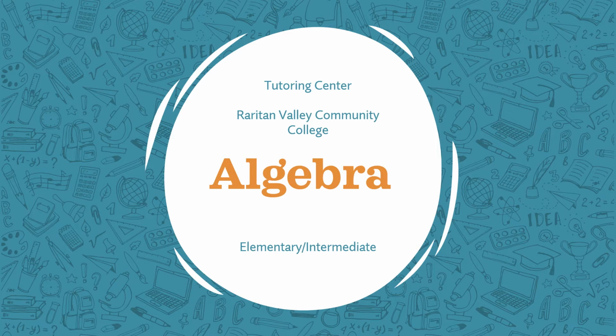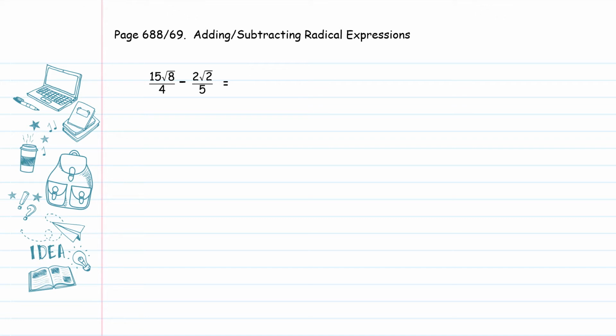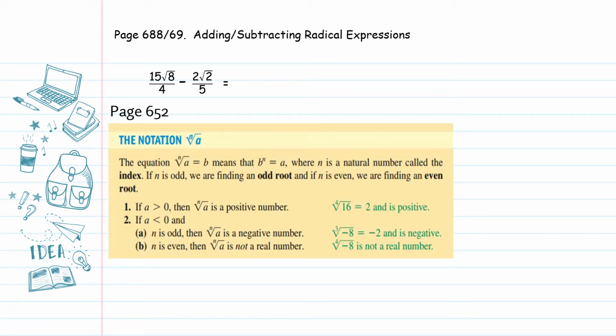This video covers radicals, which is section 10.4 in intermediate algebra. We're going to evaluate some problems using radical expressions. The first one is on page 688, problem 69. If you need a refresher on the basics of a radical expression, page 652 of the textbook has this summary. We'll use this definition to help solve this problem and find out exactly what the nth root of a number is.